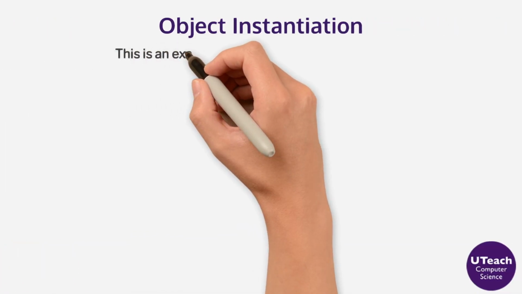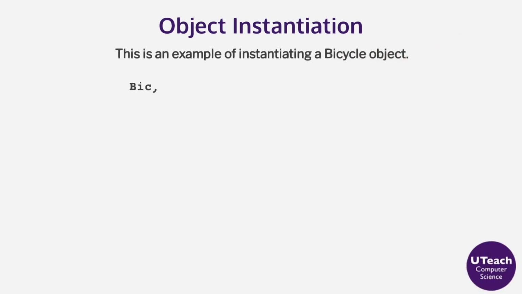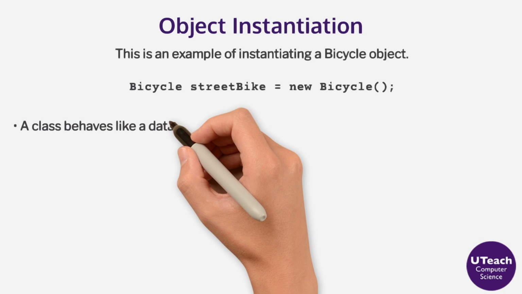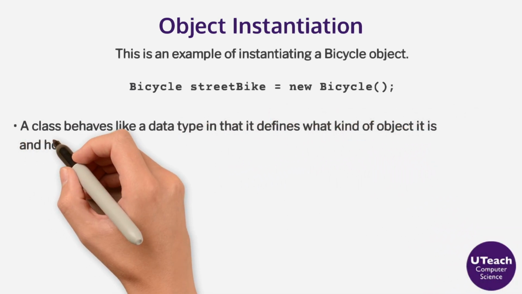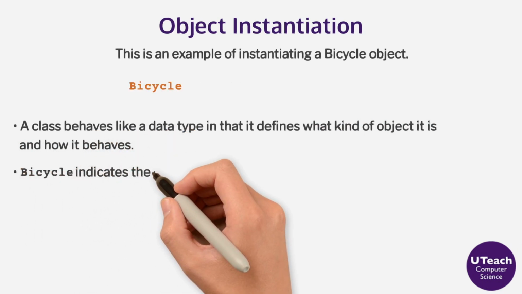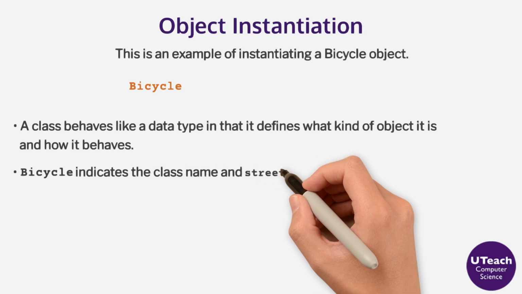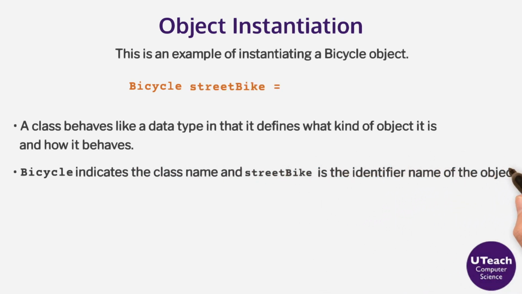This is an example of instantiating a Bicycle object. Bicycle streetBike = new Bicycle(); A class behaves like a data type in that it defines what kind of object it is and how it behaves. Bicycle indicates the class name and streetBike is the identifier name of the object.